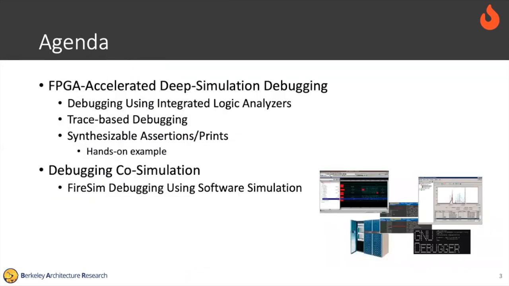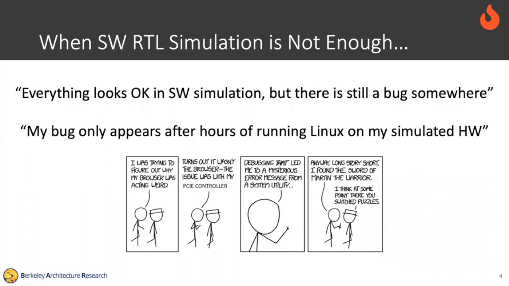So quick agenda. We're going to talk about how to debug problems that appear deep into a long-running FPGA simulation, right? So these are problems that appear so far into simulation that it's impractical to run them, for example, in software simulation. Of course, software simulation is useful sometimes, so we'll talk about how to simulate an entire FireSim simulator in software at the end, and talk about some of the advantages of doing that for maybe your own work.